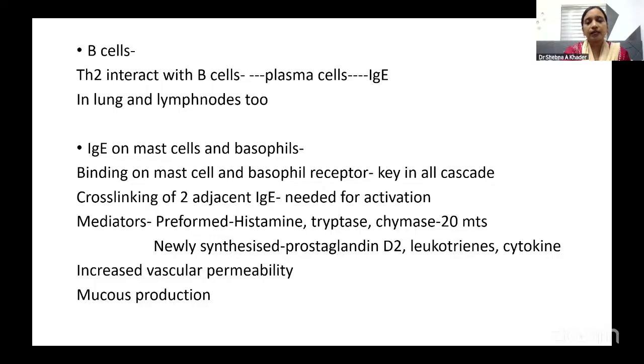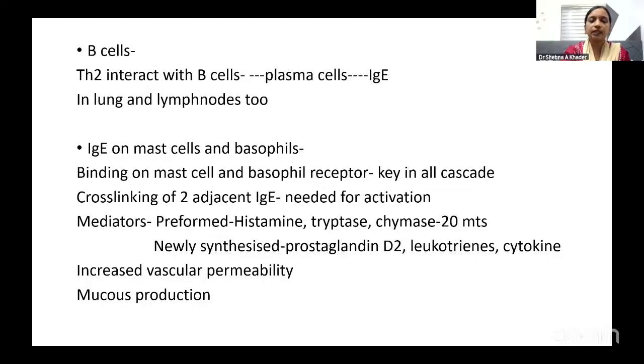So whenever there is another activation, like re-exposure to allergen or antigen, there will be activation of the mast cells and basophils. For that, two adjacent similar IgE are needed, and one allergen can bind to two adjacent IgE, and only then will the mast cell and basophil be activated. And this results in the release of mediators, which can be either preformed mediators like histamine or tryptase, or newly synthesized mediators like leukotrienes and cytokines.